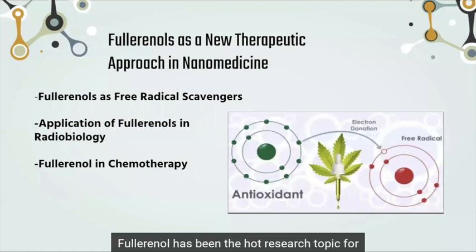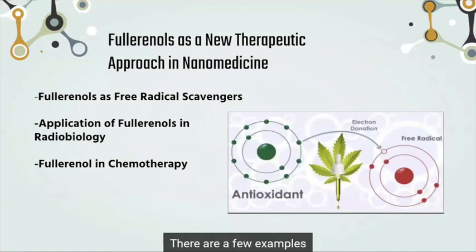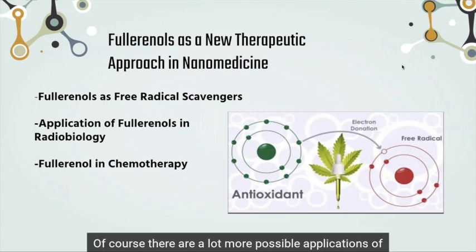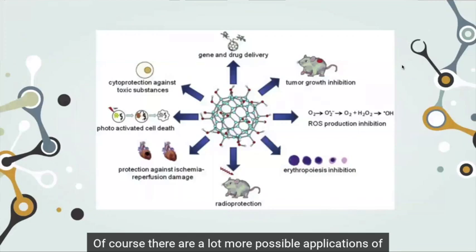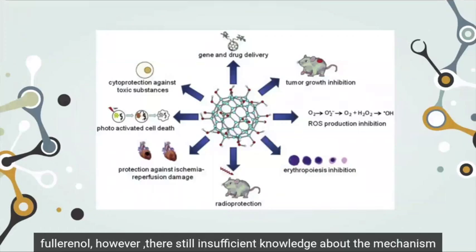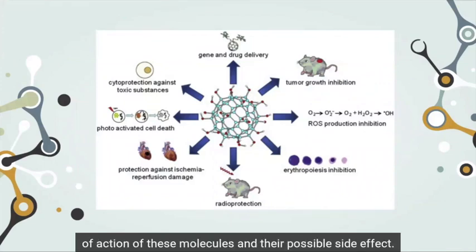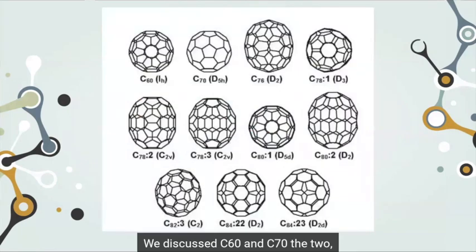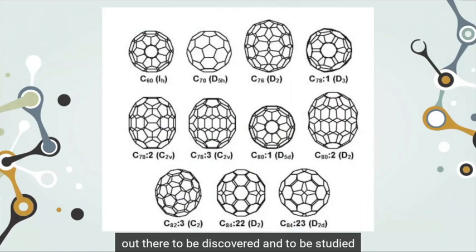Fullerenols have been a hot research topic for the past few years. Here are a few examples: fullerenols as free radical scavengers, application of fullerenols in radiobiology, fullerenol in chemotherapy. Of course, there are a lot more possible applications of fullerenol. However, there is still insufficient knowledge about the mechanism of action of these molecules and their possible side effects. We discussed C60 and C70, the two most common fullerenes. However, there are a lot more fullerenes out there to be discovered and studied.